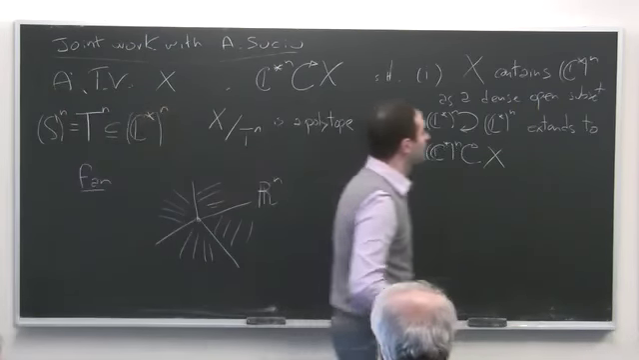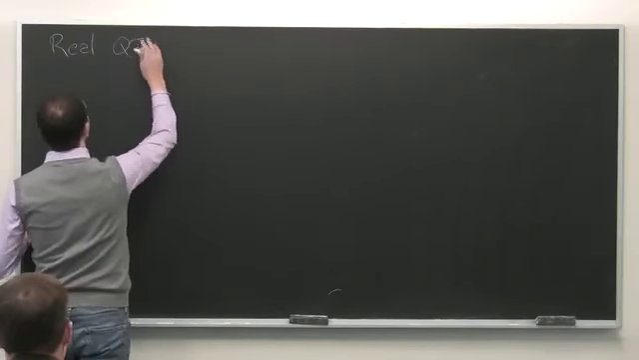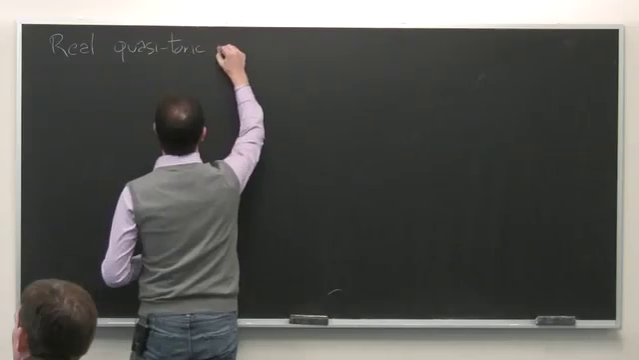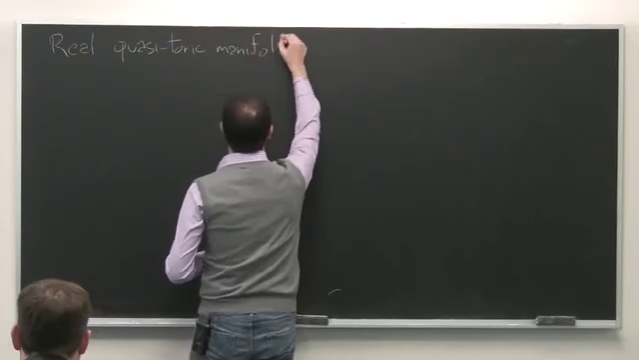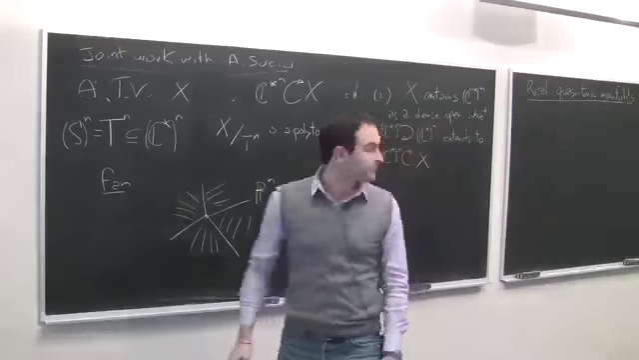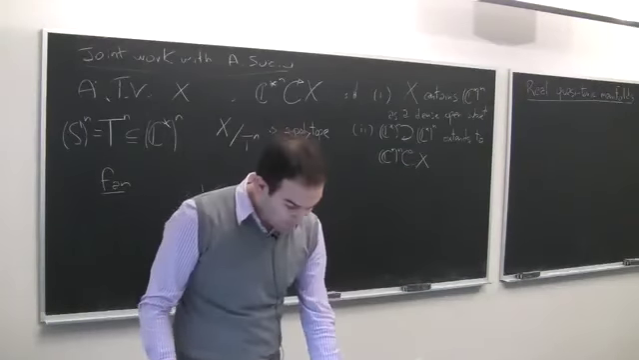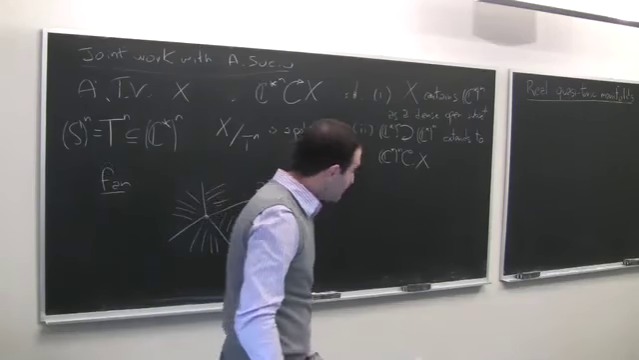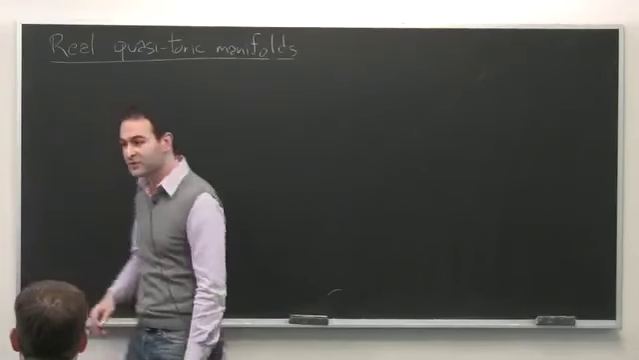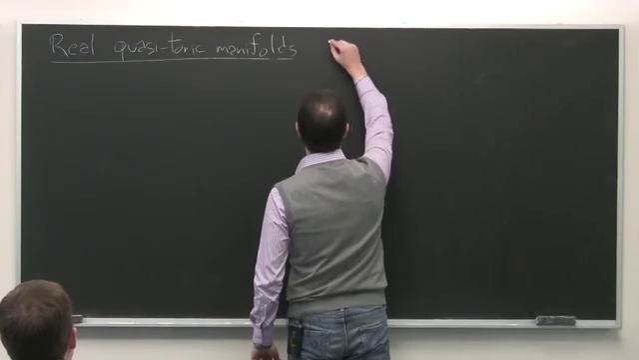Okay, the main object of this talk will be real quasi-toric manifolds. I'll first tell you what a quasi-toric manifold is, and then maybe speak about the real part of such manifolds. There are a couple of equivalent ways to define this. I'll start from the most combinatorial version.